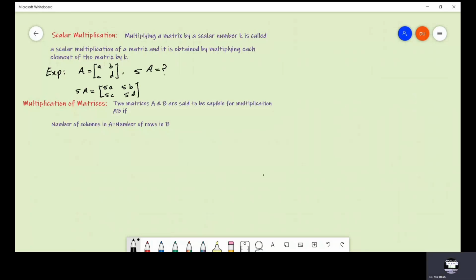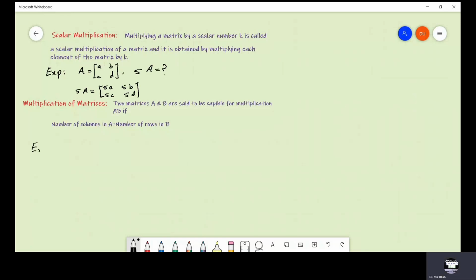Multiplication of matrices. First of all, we have to keep in mind that we can multiply two matrices A and B to obtain AB if number of columns in A is equal to number of rows in B. And if number of columns in the first matrix is not equal to number of rows in the second matrix, then we cannot multiply AB. So let us see an example.